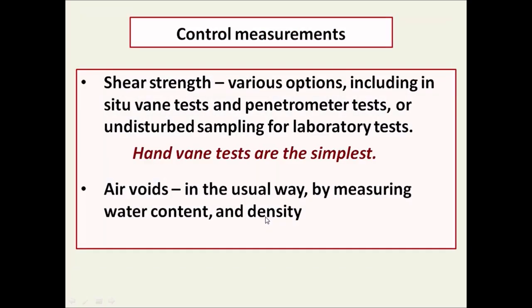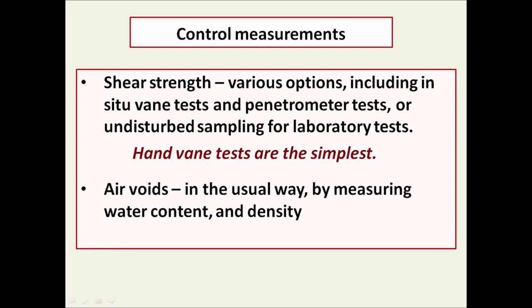And the control measurements, the shear strength is very easily done. Hand vanes are the simplest, but you can do the simple penetrometers and things like that. Unfortunately, the air voids still have to be measured in the usual way, but the point I would make in relation to countries like New Zealand or Indonesia or Malaysia, because of their temperate climate, plenty of rainfall, it's usually the case that the soil is on the wet side of optimum. So it's really the shear strength that has to be controlled. The air voids will normally be achieved without any difficulty at all, but the shear strength may be difficult to achieve in certain situations.